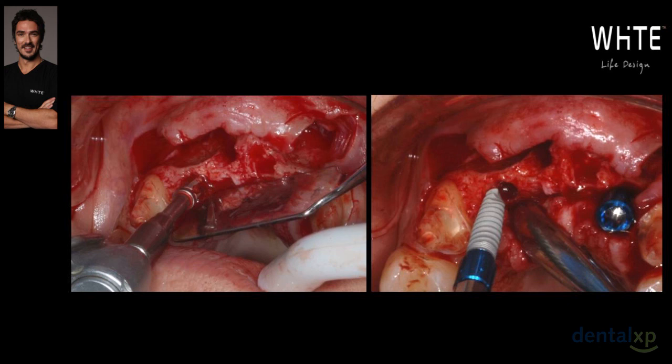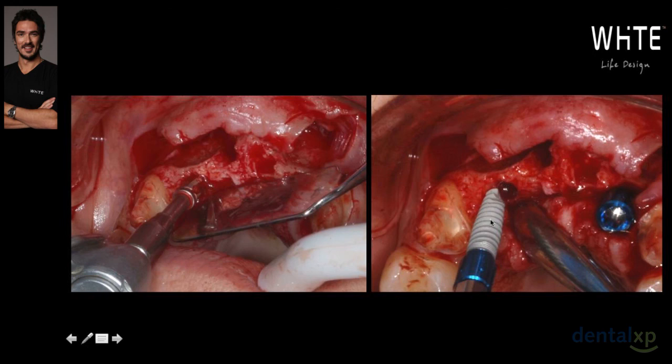So what you do is a very slow insertion, and it expands the ridge. After that expansion, I'm placing these narrow platformed implants from the MIS7 system. These are 3.3 bodied implants, 13 millimeters long, and we place them into the bone.